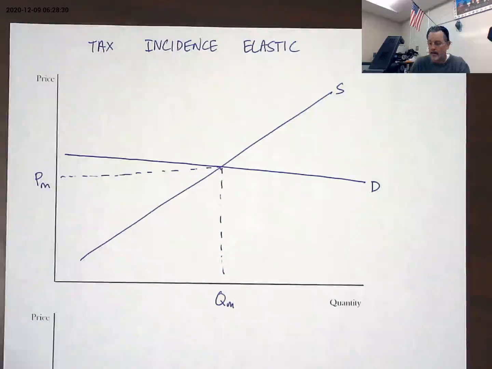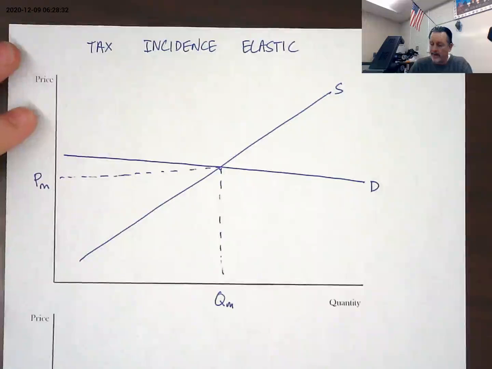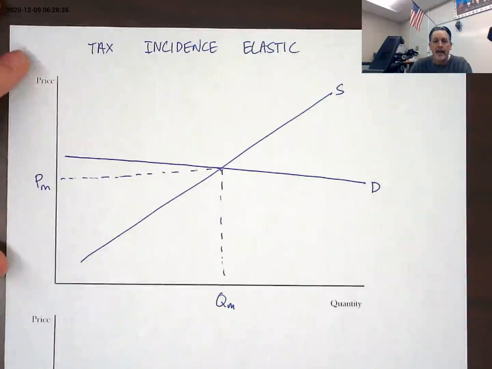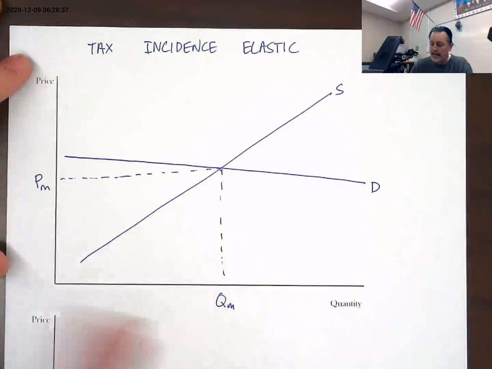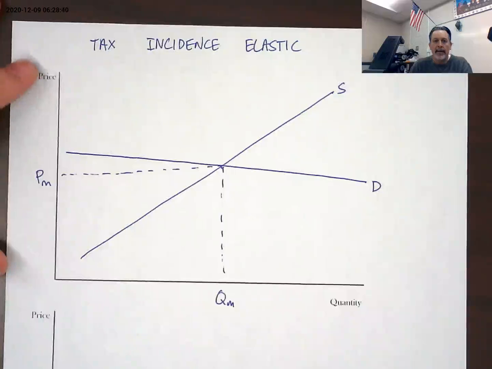Good morning. We're back again with tax incidence and elasticity, and today we are going to look at the impact of tax incidence when the demand for a good is relatively more elastic than the supply for a good. And that's a good thing to remember, that it's not the specific elasticity of demand or supply that is determinant here. It's the relative elasticities of those two. So in this particular case, demand is more elastic than supply.